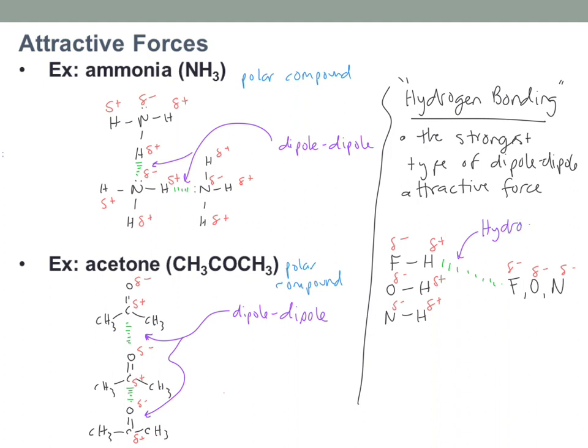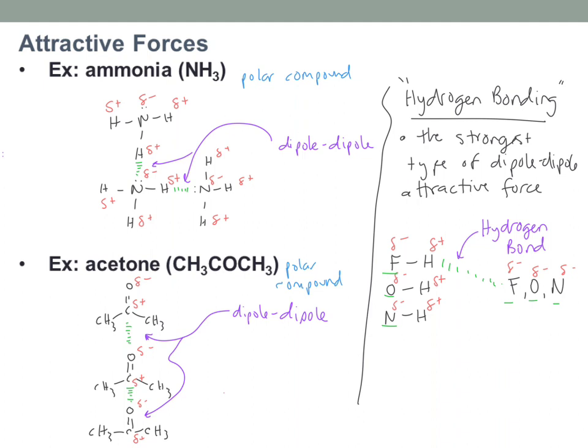So, hydrogen bond here. Again, the big key players: you've got to have an F or an O or an N. That's what's most important. And then they also have to be attracted to an F or an O or an N, right? So it's a hydrogen on one of those.